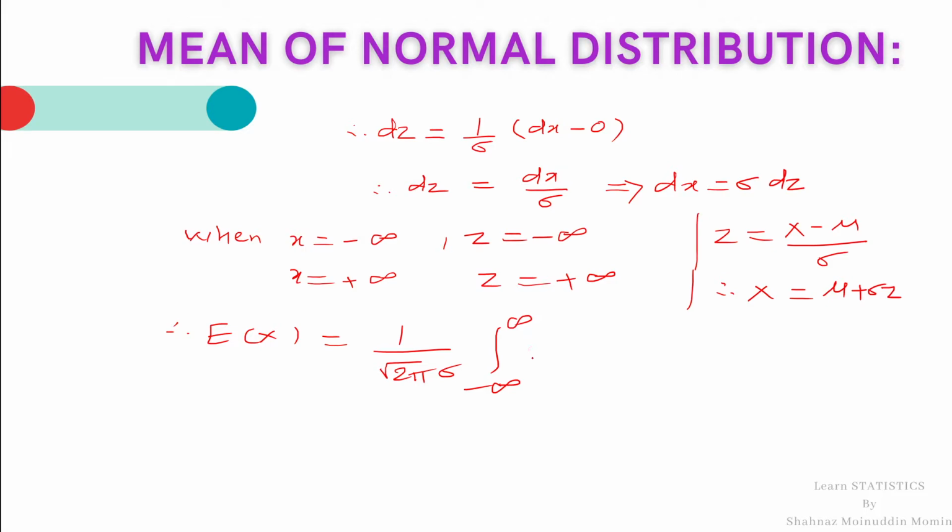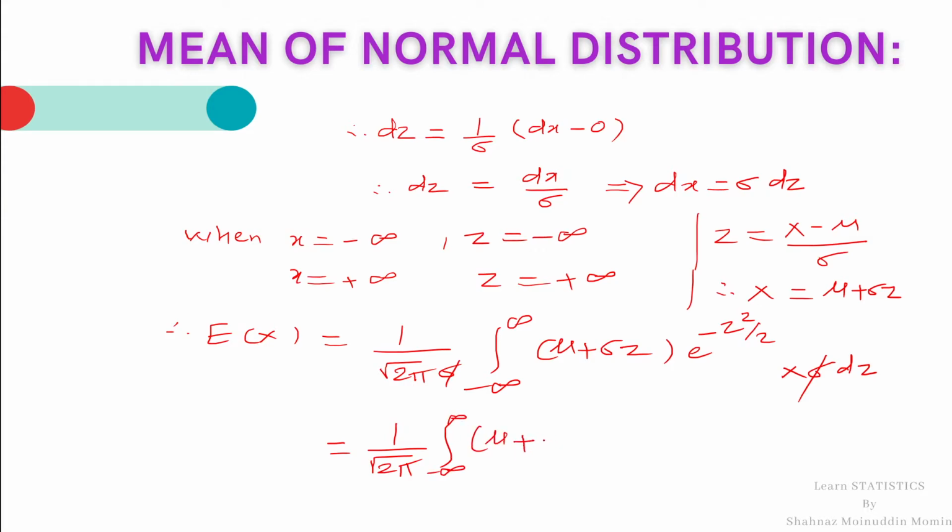Integration minus infinity to infinity (mu plus sigma z) e raised to minus z square upon 2 multiplied by sigma dz. This sigma gets cancelled, which is equal to 1 upon root 2 pi integration minus infinity to infinity (mu plus sigma z) into e raised to minus z square by 2 dz.